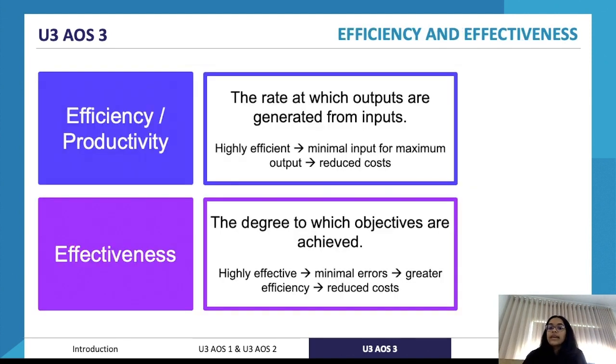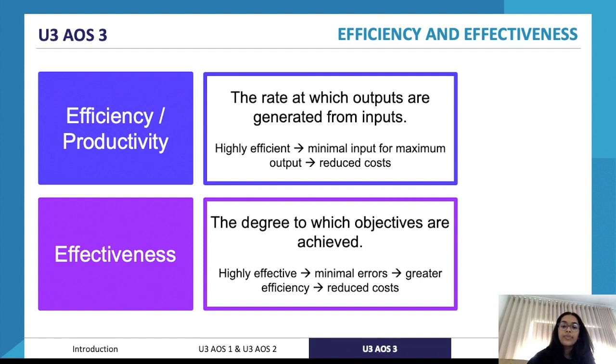And this is when the idea of efficiency and effectiveness really comes in and ties in, because I know you were taught about efficiency and effectiveness in the first area of study. However, this is when you'll really be tying these concepts into operations management. So when we're looking at efficiency / productivity, both of those terms go hand in hand, but it's the rate at which outputs are generated from inputs.